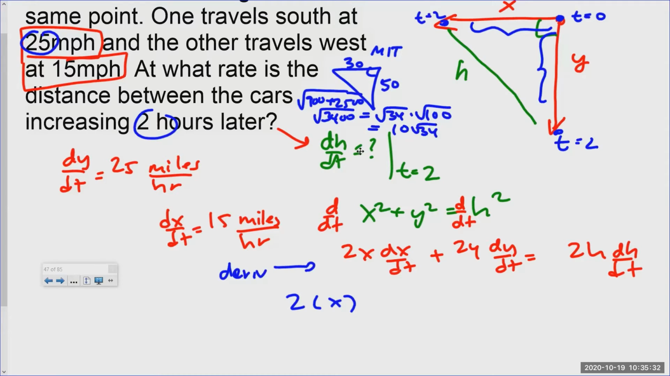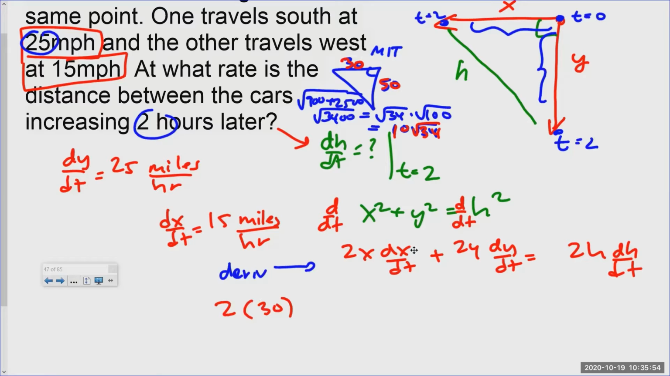So guys, at a moment in time, I've got this distance x is 30, the y is 50, and then do you see the h is 10 times the square root of 34, or the square root of 3,400, however you want to say it. Okay, so I'm going to plug in now. Now I'm ready to plug in. 2 times x, what is my x? 2 times, is it 30?